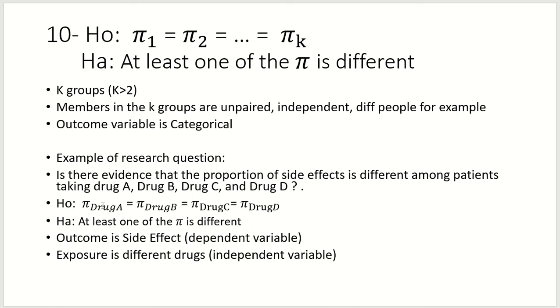So proportion of side effects in drug A equals proportion of side effects in drug B equals proportion of side effects in drug C equals proportion of side effects in drug D. This is your null hypothesis. Your alternative hypothesis, at least one of the proportions is different. Your outcome variable is side effects, yes or no, categorical. And your exposure variable, your independent variable, is the drugs. Okay? So which test do we use?